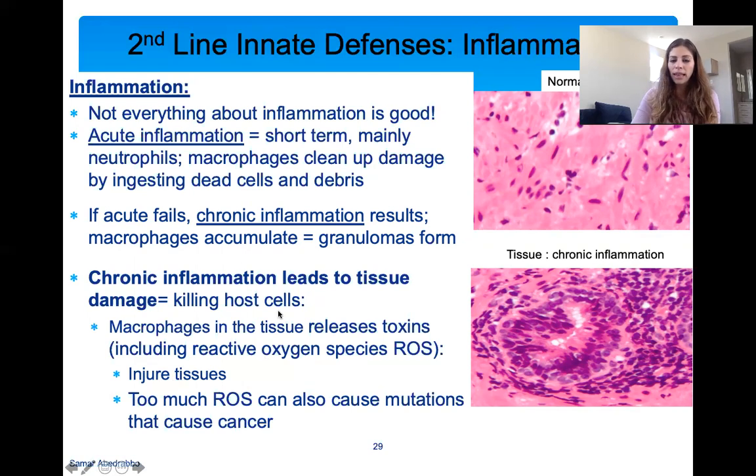Macrophages are there to kill pathogens, but too much of them in tissues can release toxins that are in the macrophages. One type of toxin in there that's supposed to protect you against pathogens is reactive oxygen species. Too much of this can be bad and cause mutations that can lead to cancer. You can also injure tissues. You can permanently damage tissue. That's why too much inflammation is not a good thing. And people typically take steroids, cortisone, to manage inflammation.